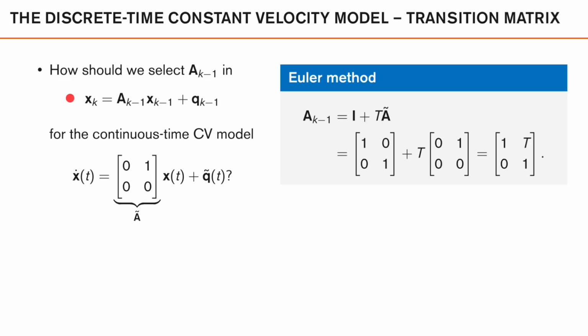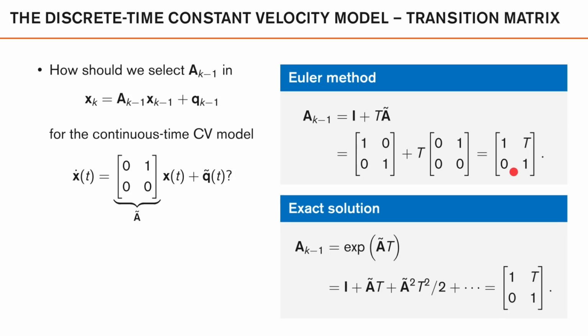Finding the solution to the Euler approximation is simple. We just plug in A tilde into this equation here. So we have the identity matrix plus T times A tilde, and we get this transition matrix here. Furthermore, finding the exact solution is also trivial.